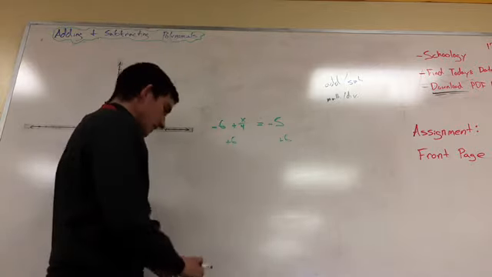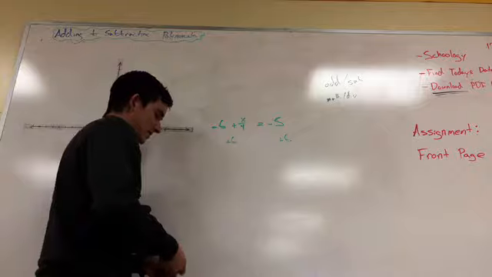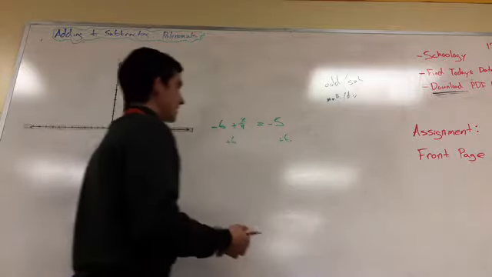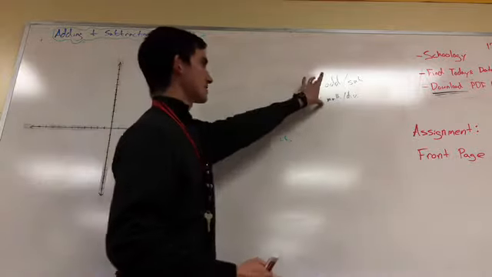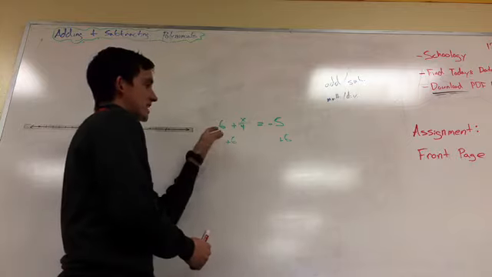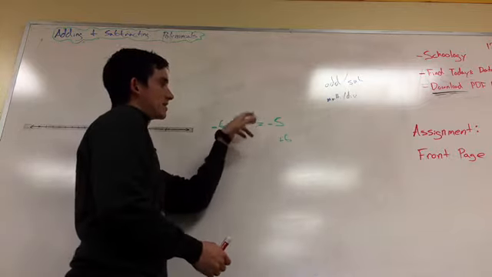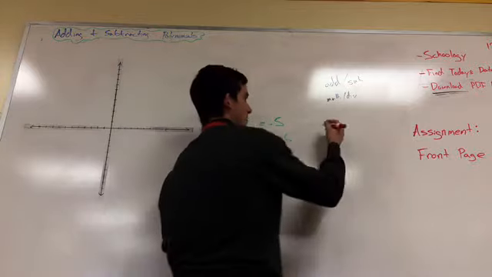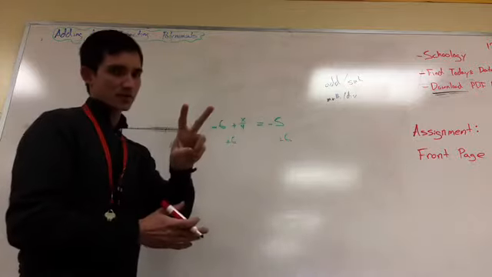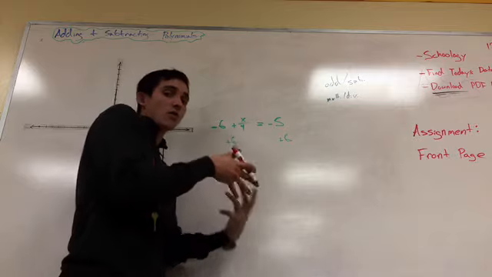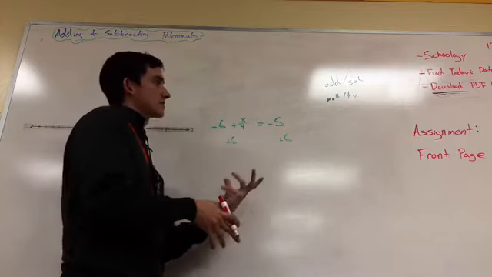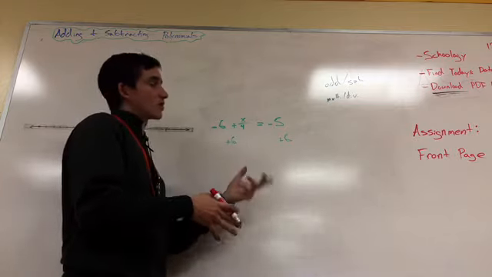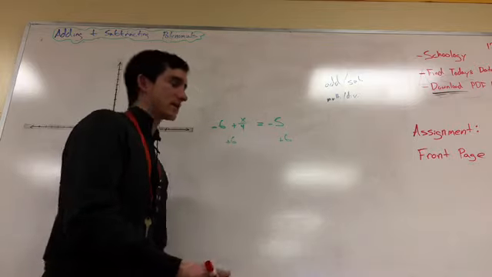When solving two-step equations, I need to explain something real quick. You still solve using opposite operations. If something is being subtracted, you add. If something's being divided, you multiply. But remember, because you have two operations going on, there's an order in which you have to solve this equation. There's an order of operations that you need to follow.